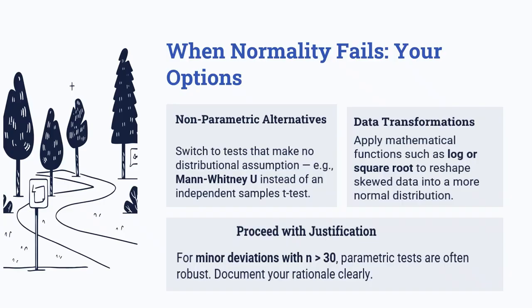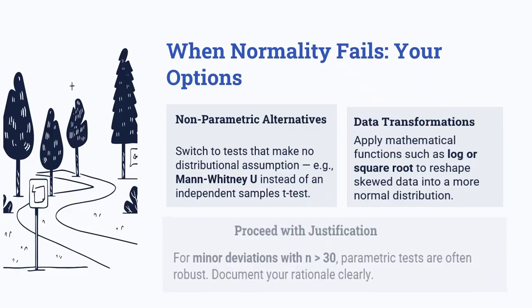The second option is to apply data transformations. Functions like the logarithm or square root can reshape skewed data, making it closer to a normal distribution. This approach is especially useful when your data has strong skewness.